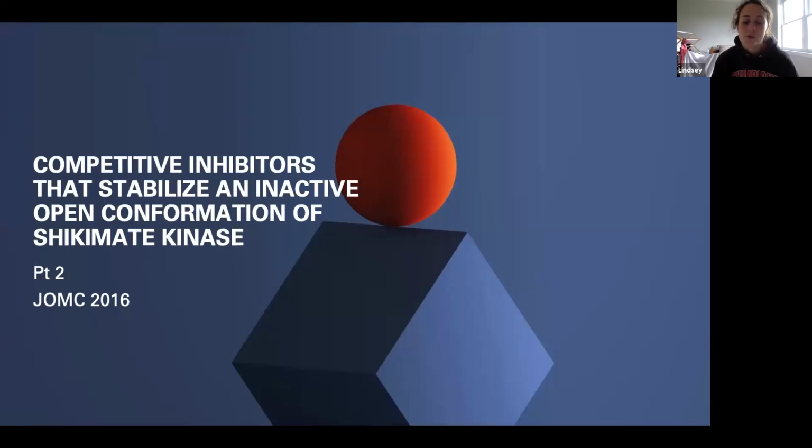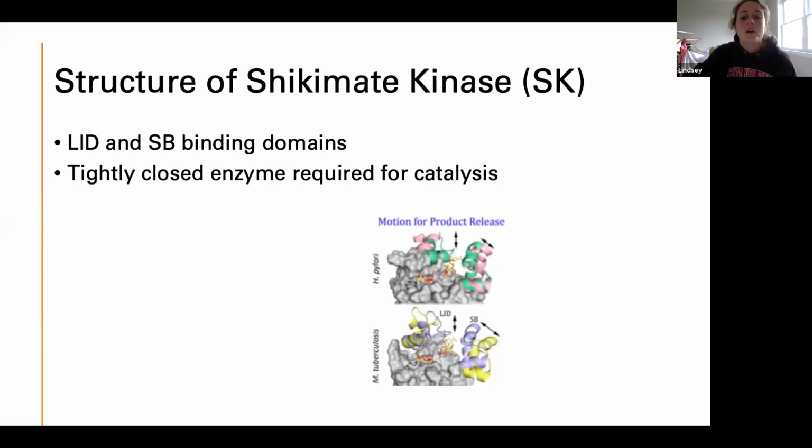to be forced into a more open conformation, which I will talk about more. So the structure of shikimate kinase, there's two domains. The first is the lid domain, which covers over the shikimate acid to form a tightly closed enzyme, and the lid domain is right here. I think it's mostly this loop that closes over shikimate acid right here. And then there's the SB domain, which is where shikimate acid binds, and that also moves right here.